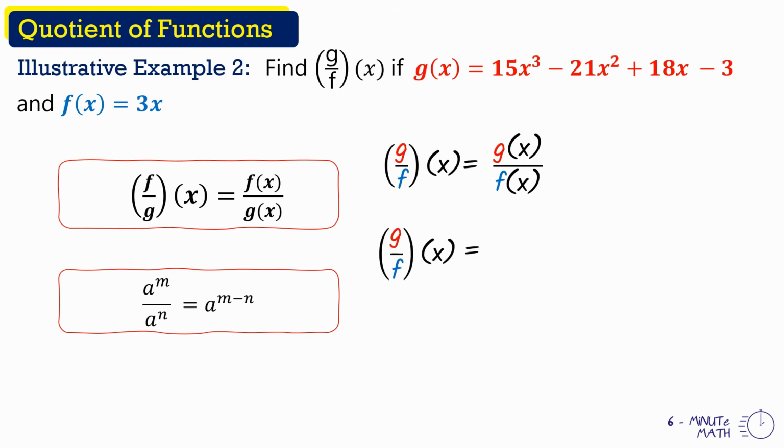The function now will become g over f of x is equal to the numerator, yung g of x natin, 15x cubed minus 21x squared plus 18x minus 3. And then the denominator, 3x. Ganito ang gagawin natin, isa-isa natin isi-simplify bawat term. So, isa-isa tayo magde-divide. Okay? So, divide natin 15x cubed divided by 3x, 21x squared divided by 3x, 18x divided by 3x, and then negative 3 divided by 3x.